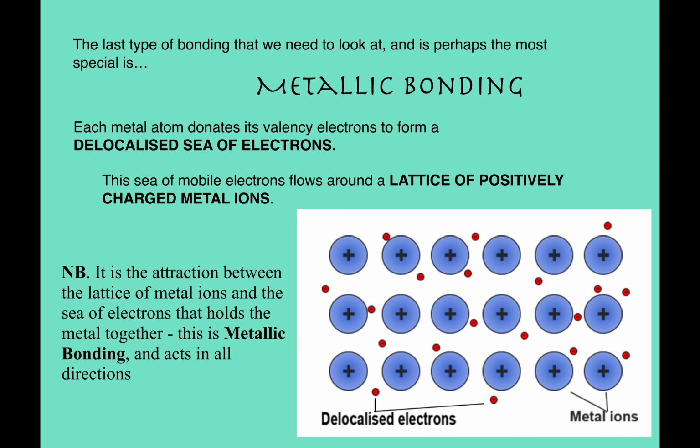Now, of note, once you have the metal ions and this sea of negatively charged electrons, obviously the two of those things attract, because opposite charges attract. So the thing that holds this material together, this metal, is the attraction between the positively charged ions and the sea of electrons. And that's what metallic bonding is.